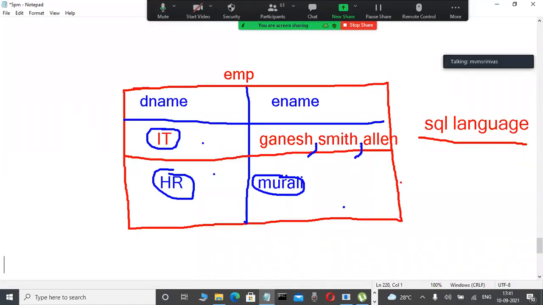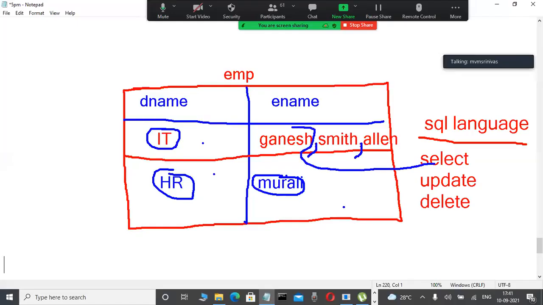Through this language only, they are operating this data. But unfortunately, this language does not work with these types of comma separated values in a single cell. So what is the problem? Observe here. In SQL language there are select, update, delete statements. For example, through the select keyword, I try to access a single value. Ganesh is a value. Today I want to access it.